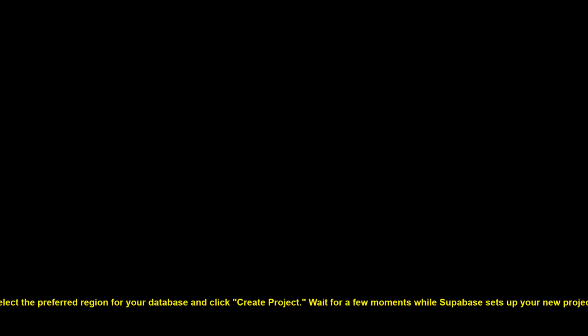Wait for a few moments while Supabase sets up your new project. After the project is created, navigate to the Database section from the sidebar. In the Database section, click on Table Editor to create your data structure. Create a new table by clicking the New Table button.